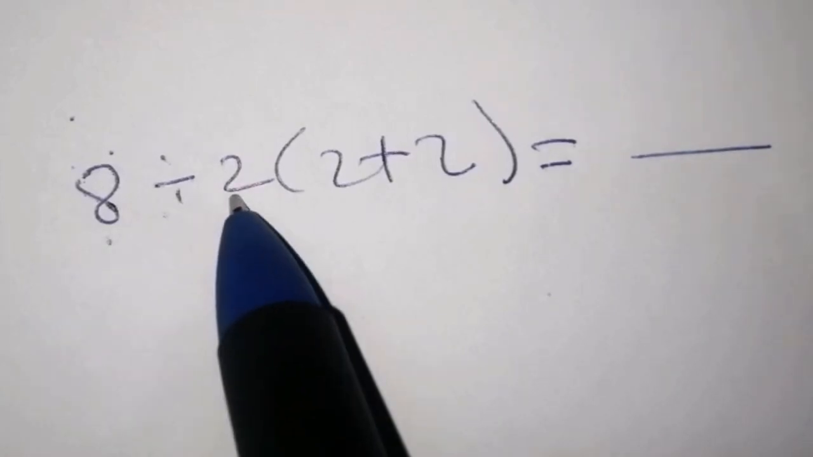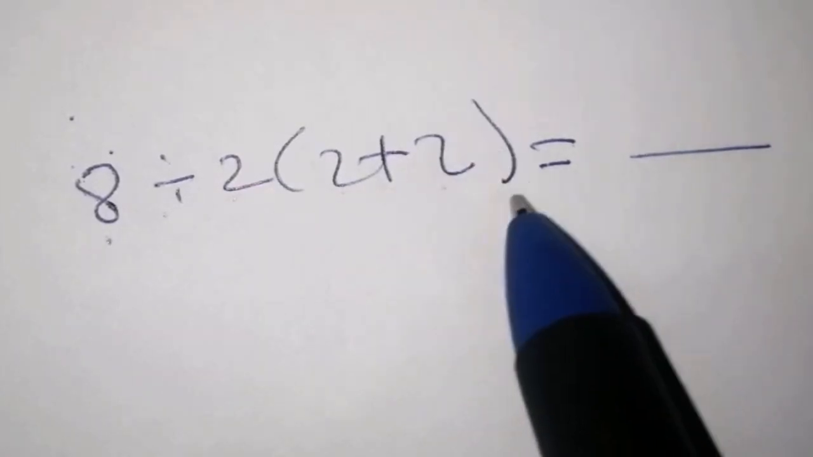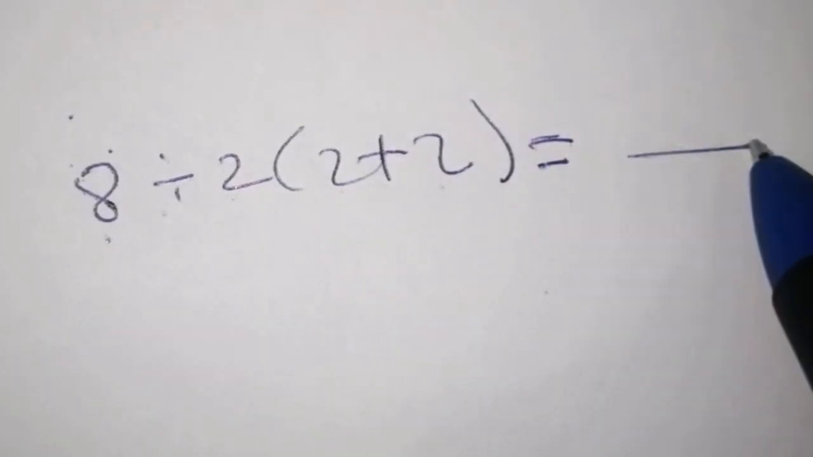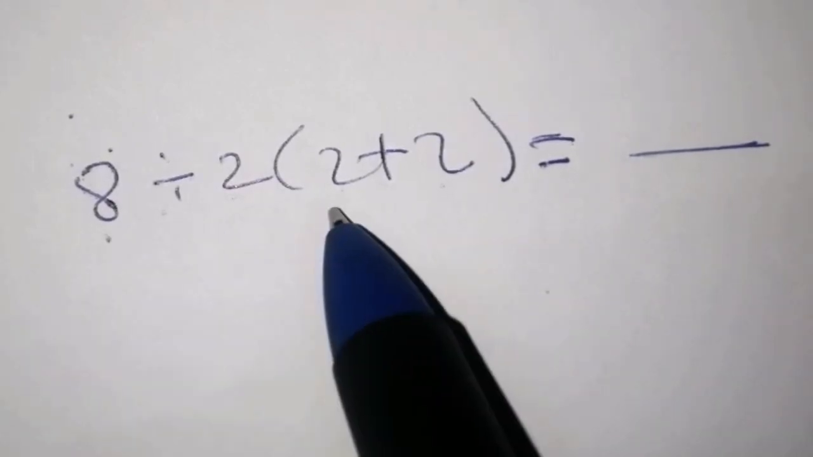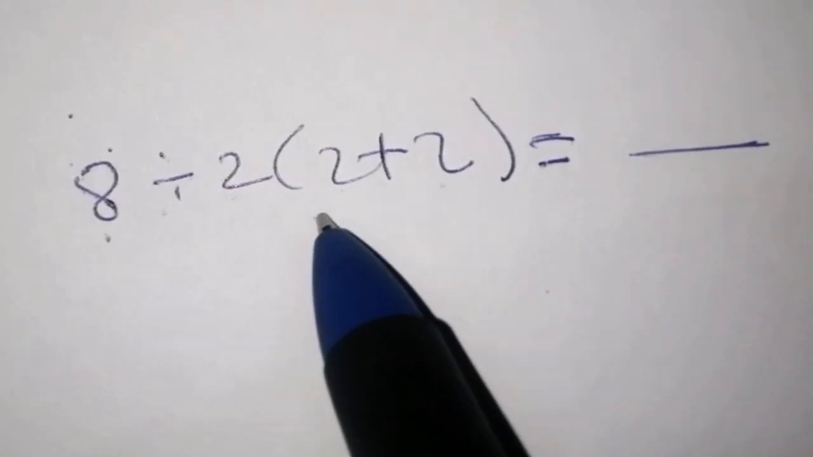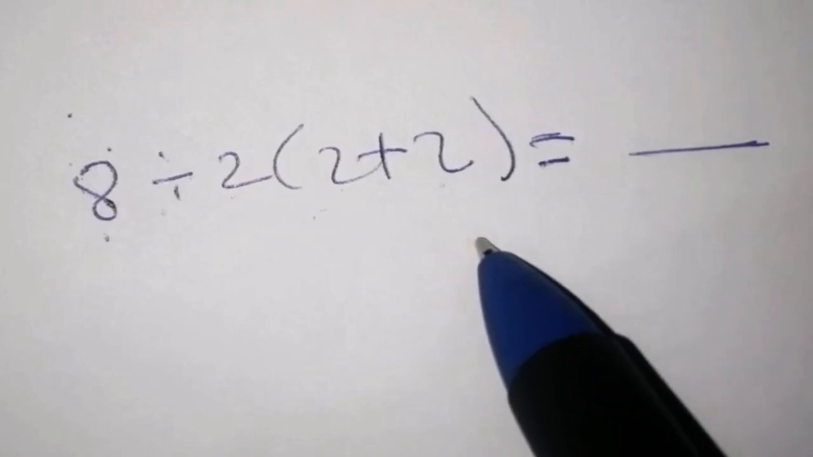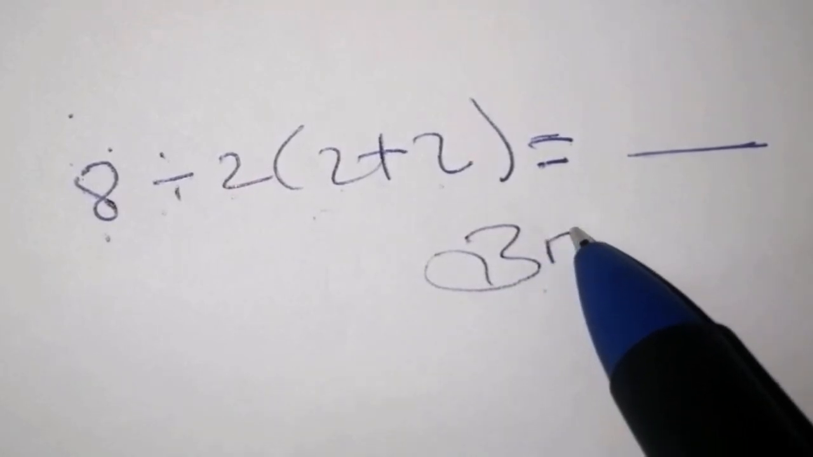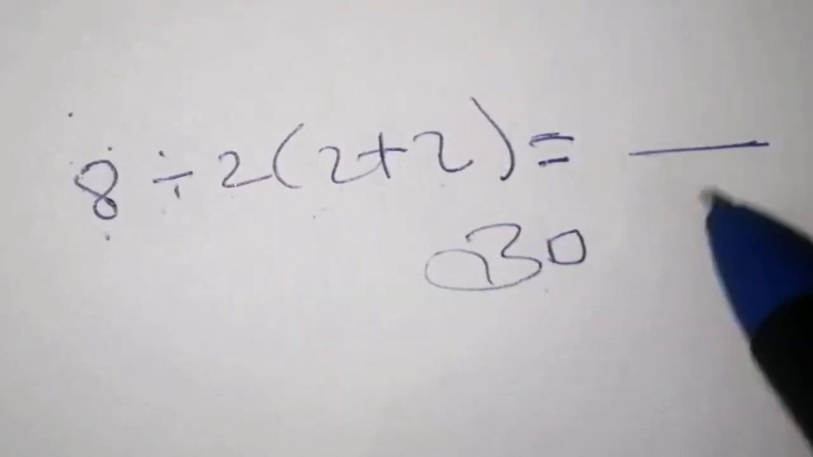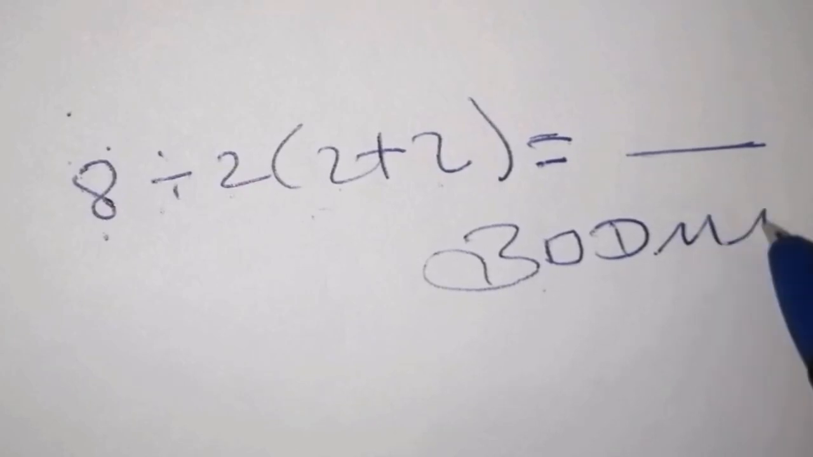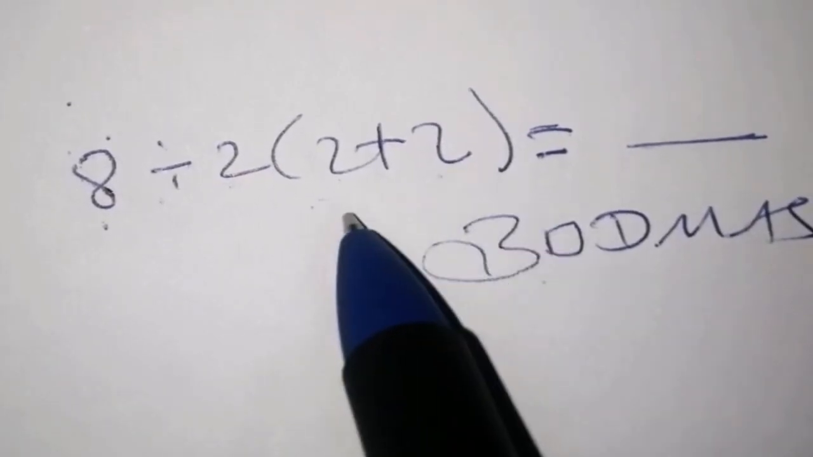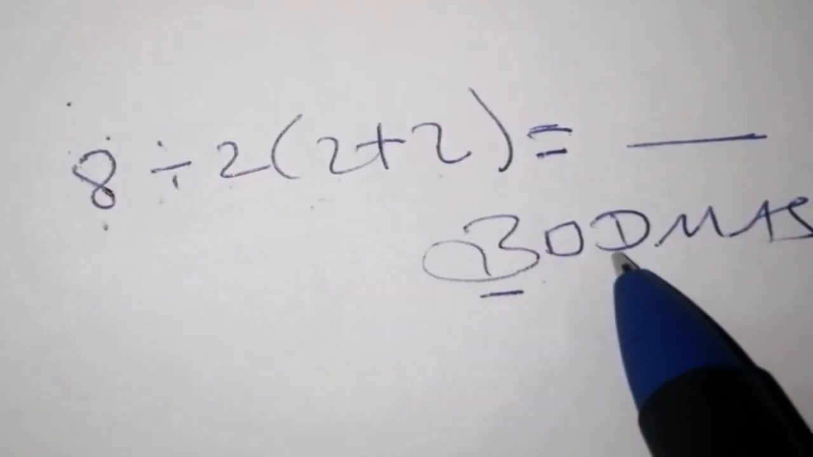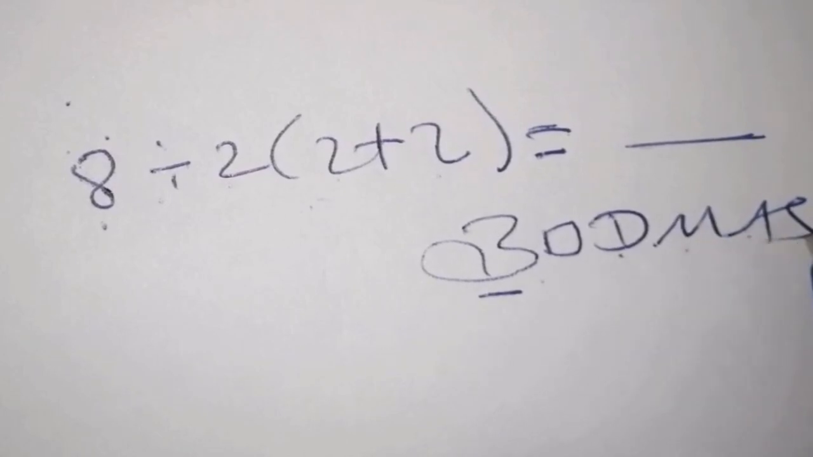8 divided by 2(2 + 2) equals how much? Okay, here we need to add the numbers found in the bracket, because in order to solve this equation we follow the BODMAS rule: first bracket, then division, multiplication, addition and subtraction.